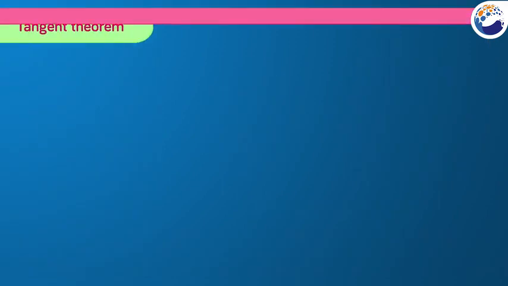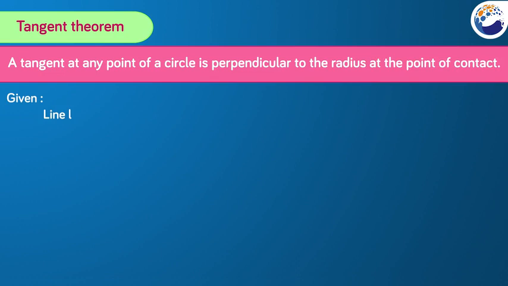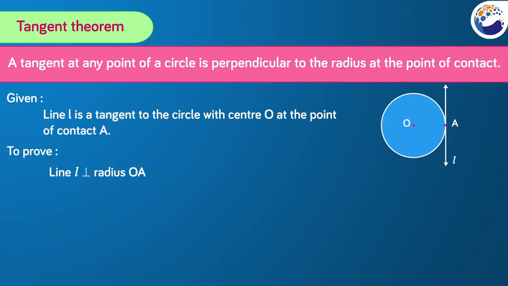Tangent theorem. A tangent at any point of a circle is perpendicular to the radius at the point of contact. Given, line L is the tangent to the circle with center O at the point of contact A. To prove, line L is perpendicular to radius OA.